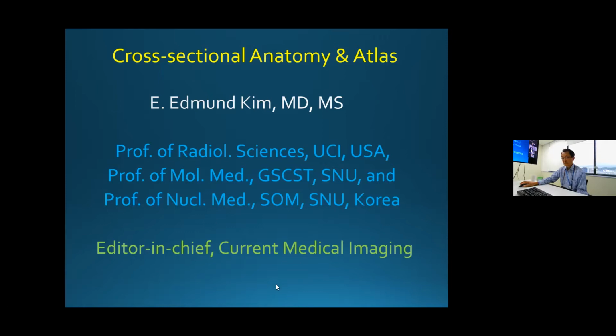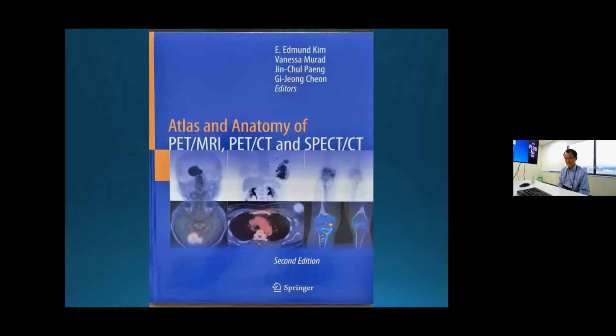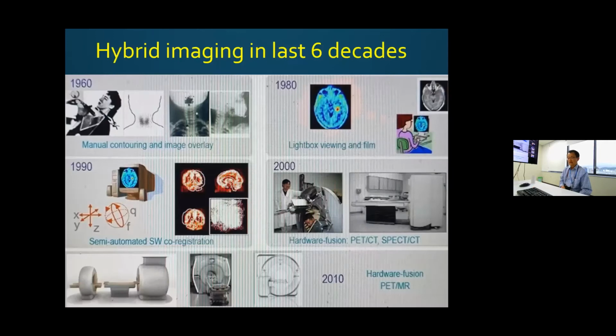I wrote a book about atlas anatomy of hybrid imaging technology about 5-6 years ago, and this second edition came out about a month ago. The reason I wrote that book is that with the continuous development of hybrid imaging technology in the last 6 decades, as you see on this slide, all nuclear physicians should know more detailed cross-sectional anatomy to interpret the hybrid imaging and also help referring physicians.